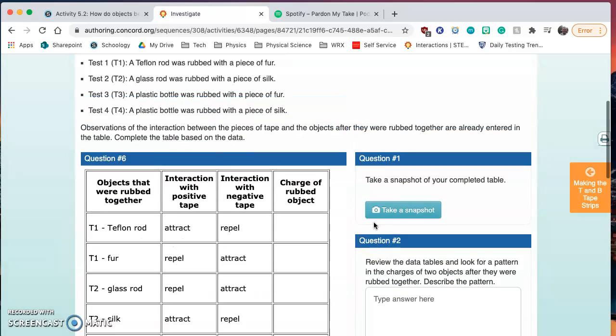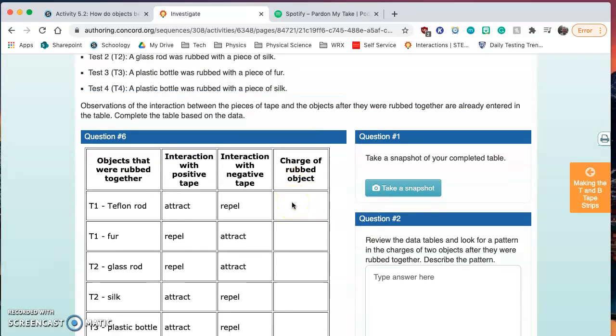Okay, it is asking us about some experiments that we should have done in the past. We don't need to do those here. We have plenty of information. It says interaction with positive tape, interaction with negative tape. So remember how our positive and negative charges interact. If we have 2 of the same charges, so a positive and positive, a negative and a negative, they're going to repel, like you see here. And if they are oppositely charged, they are going to attract, like you see here.